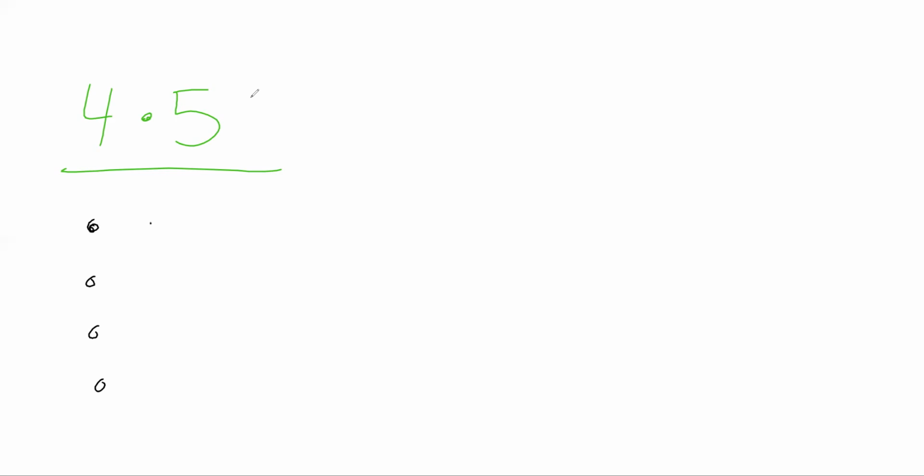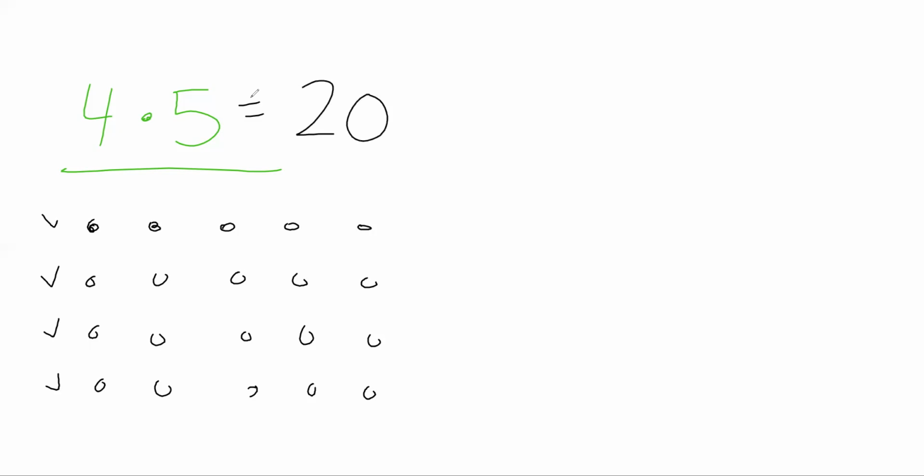So 1, 2, 3, 4, 5. And then I can fill it all in. I don't have to count each one. I just have to make sure they're lined up, and I know I'll have my array. And actually, to help me even solve this, if you think about it, there's 5 in each row. So I could just skip count 5, 10, 15, 20. So that equals 20. Okay.